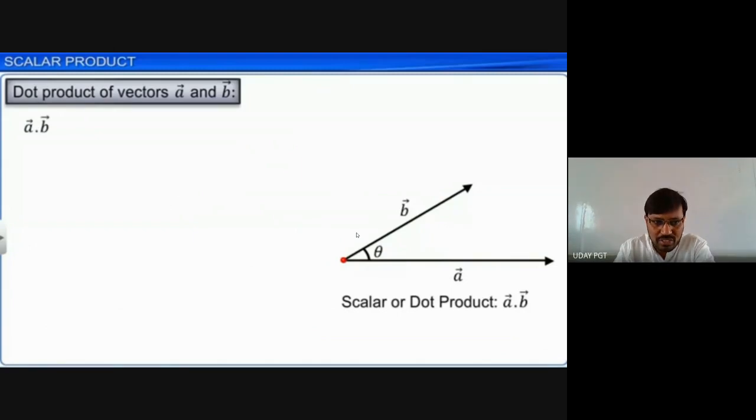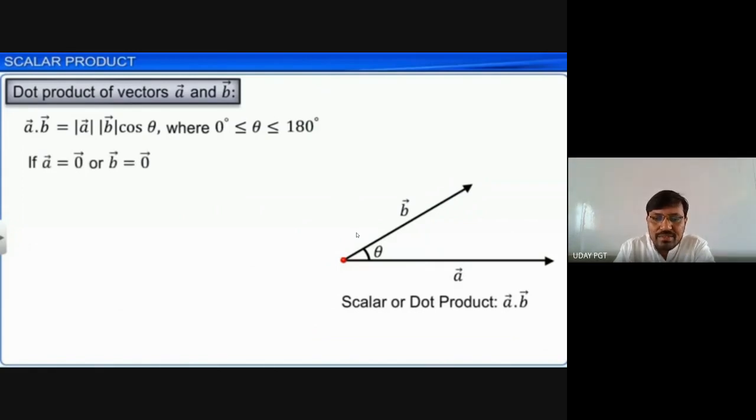That's why we call it a scalar product. It is defined for two vectors a and b as the dot product equal to the magnitude of a bar and the magnitude of b bar into cos theta, where theta is the angle between the two vectors, and it lies between 0 and 180 degrees.